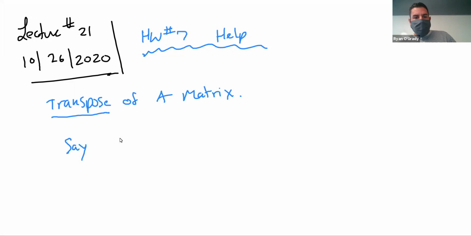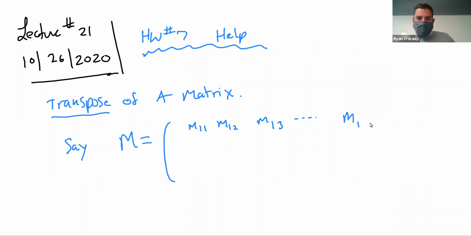Say M equals, how about M sub 1,1, M sub 1,2, M sub 1,3, and this goes all the way out. You know what, let me not use M, because you're going to start getting all these darn letters confused. Let's call it A. You guys don't like the same letter being used multiple times. So.